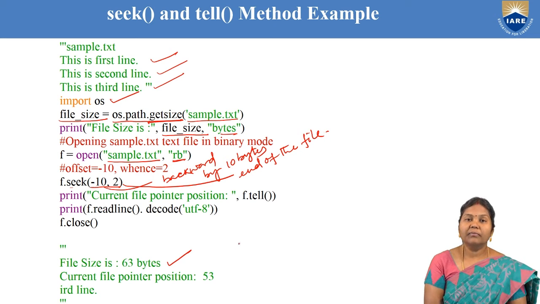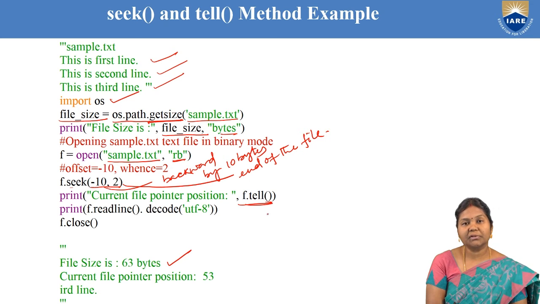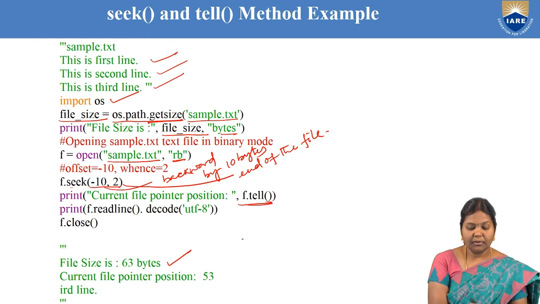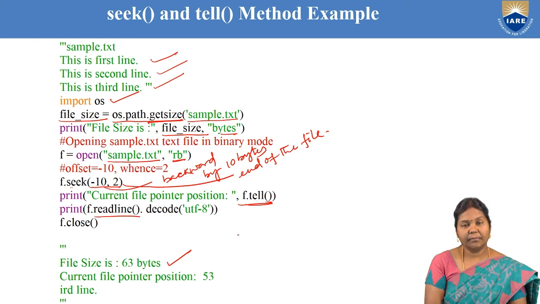Okay, so whether your file pointer has moved or not, let us check it again by writing the current file pointer position, f.tell. This will give the current file pointer position. Now let us see what is read using the f.readline method. Let us read the text.